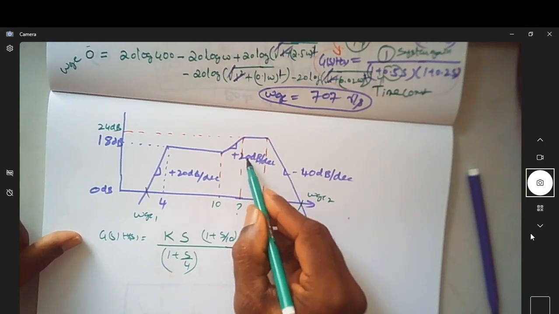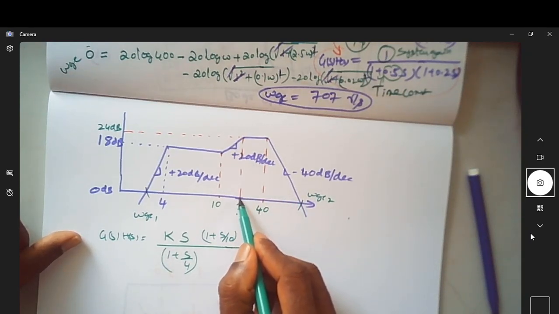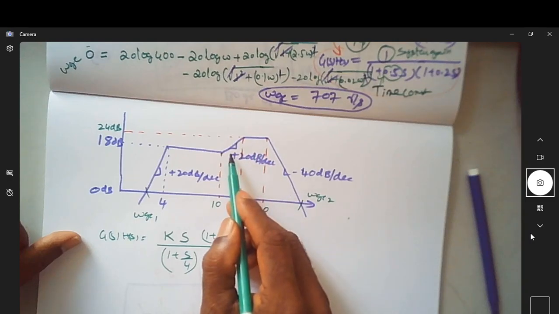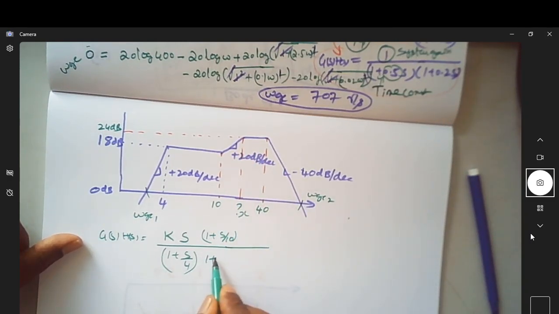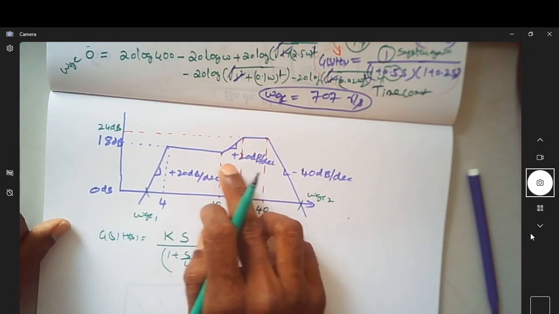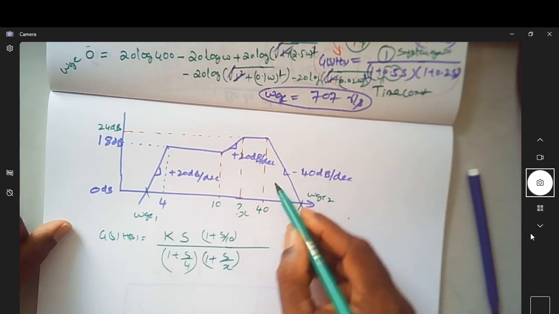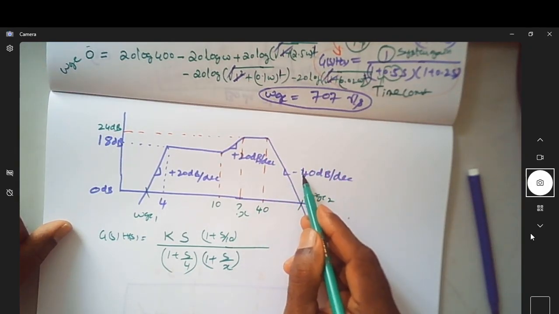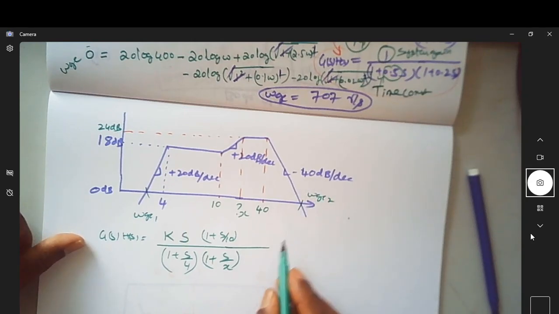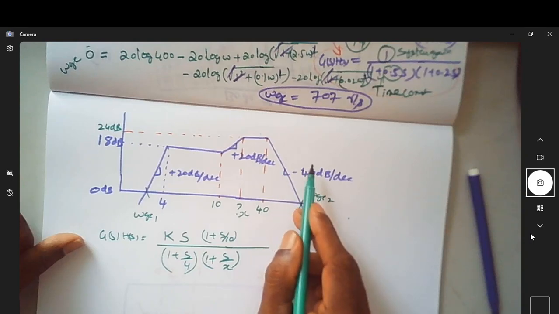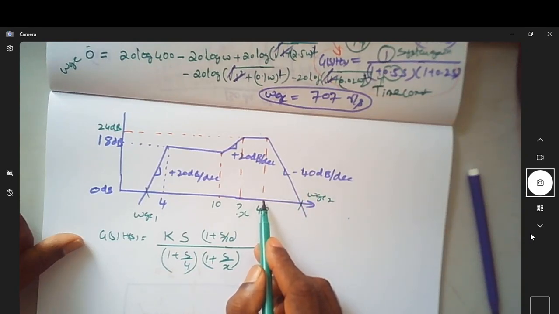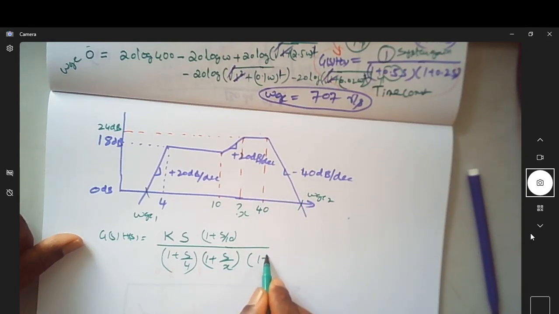Then at an unknown frequency, the slope is again becoming 0. From plus 20 it is becoming 0. So let me write it as x for the time being. So now it is 1 plus s by x, because the slope is again reducing from plus 20 to 0, and then at 40 the slope is becoming minus 40 dB per decade, meaning the slope changes from 0 dB per decade to minus 40 dB per decade, meaning that there are two repeating poles at 40. So I can write it as 1 plus s by 40 whole square.